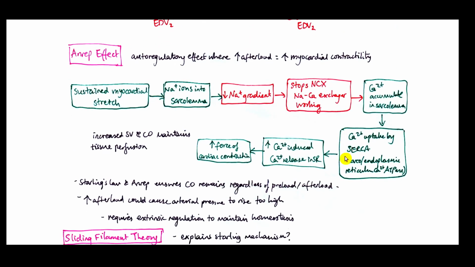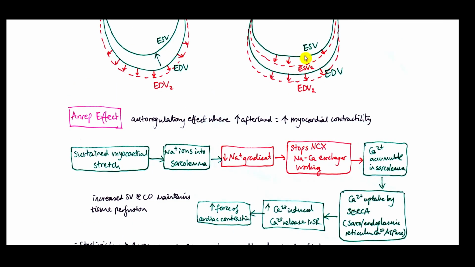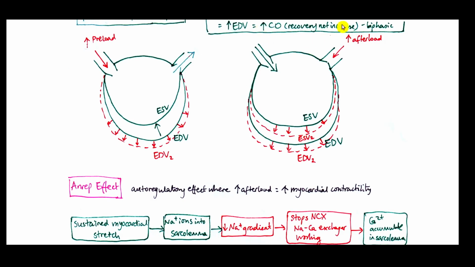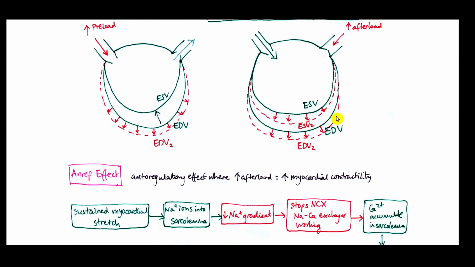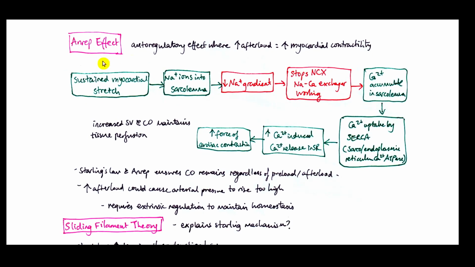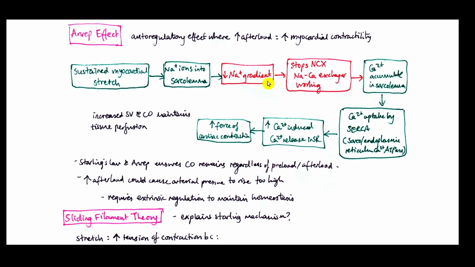Now, there's a problem with this because it could cause the arterial pressure to rise too high, and it could cause cardiomyopathy, where the cardiac muscle has to work so hard to recover the cardiac output by this mechanism that it enlarges, and that's really bad. So the Anrep effect, again, is the autoregulatory effect where increased afterload causes increased myocardial contractility. This is a separate mechanism to the Starling law, but it's a proposal of how this could work.